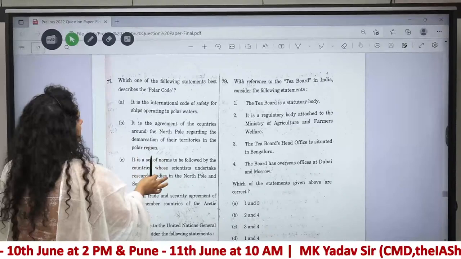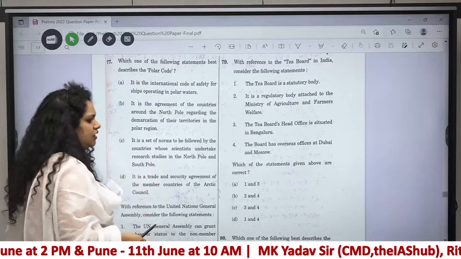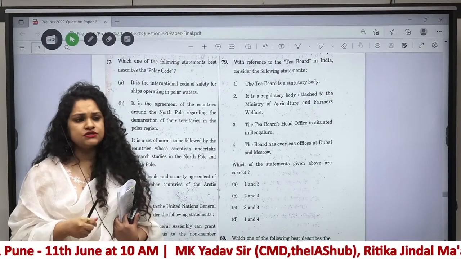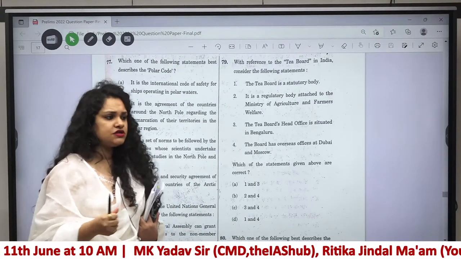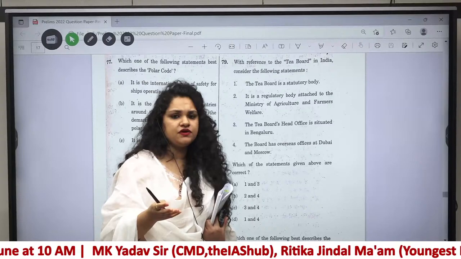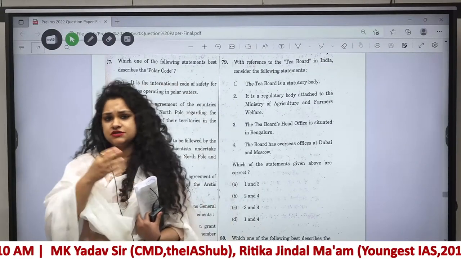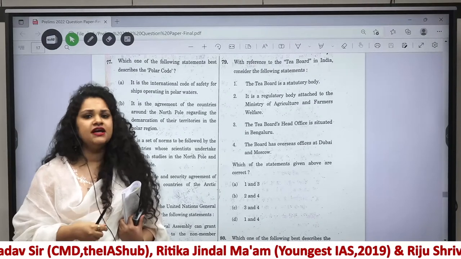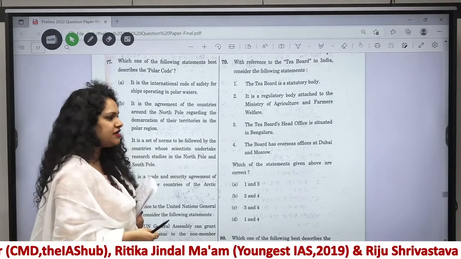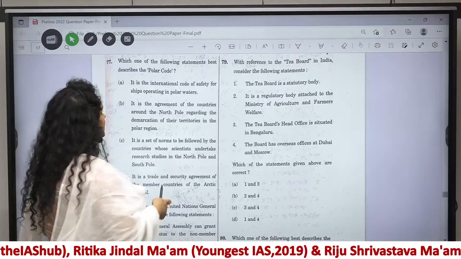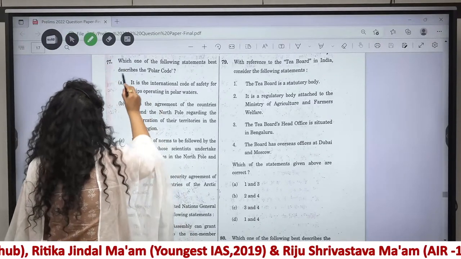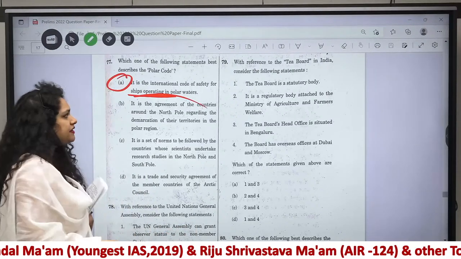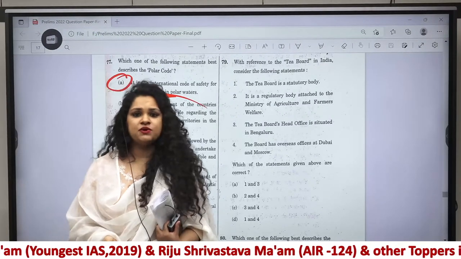Moving on. Okay, this is the Polar Code. Not very recently in the news, but yes, it has been off and on in the news. It is a UN agency. If you have heard of the International Maritime Organization, it talks about maritime regulations on shipping, etc. Then you would know that the Polar Code is something that IMO had come up with. And if it is IMO, then it has to do something with ships only, right? So it is the International Code of Safety for Ships Operating in Polar Waters. That is what it is, right?